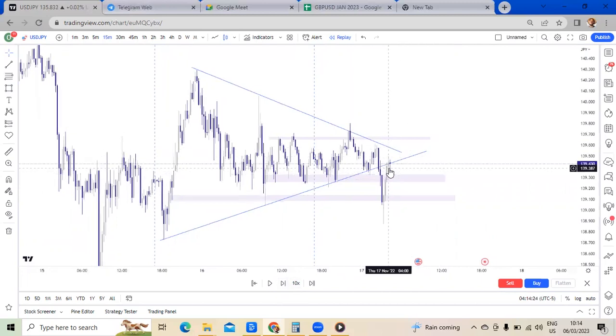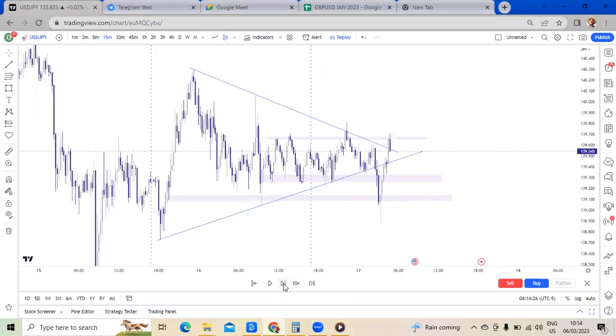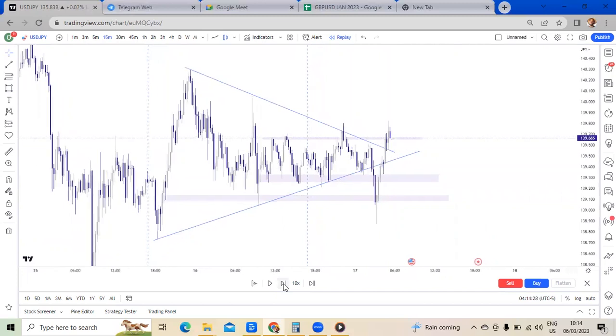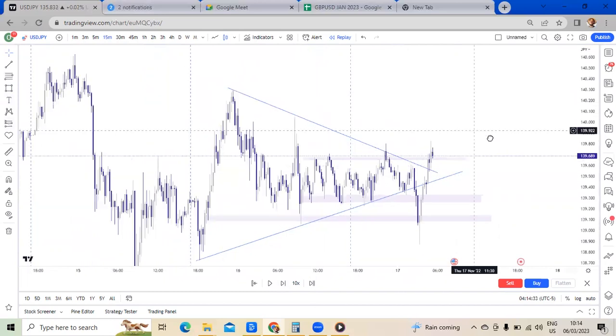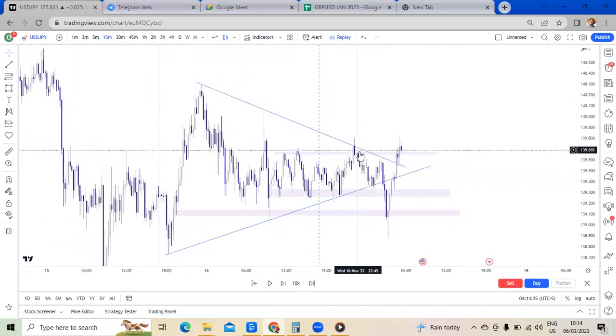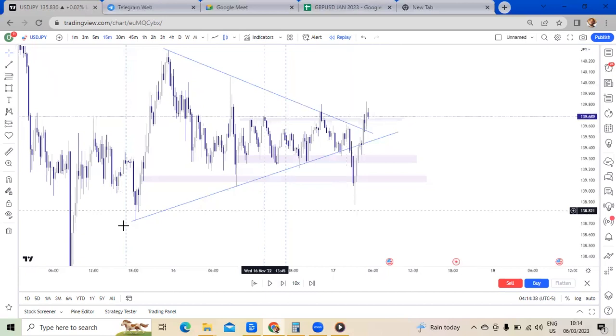No bearish sign yet. So keep watching. No bearish sign yet. Okay, and then we broke above this resistance. We just broke above this resistance zone from here. We did not see any sign of bears.